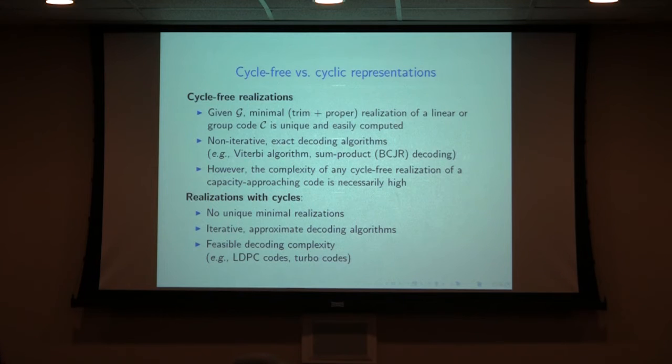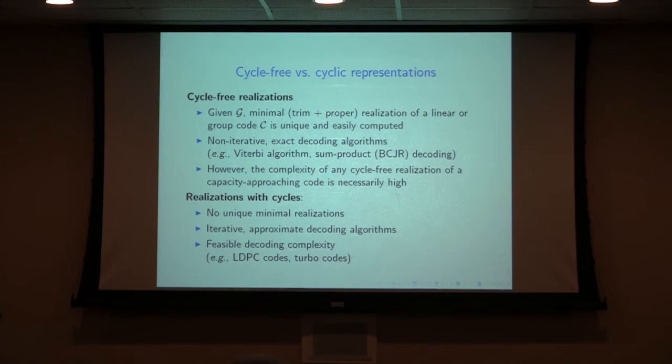How do you compute it, by the way? You can do it all locally. If any of these constraint codes is not trim and proper, you just go through the process of making it trim and proper that I've already outlined to you. And once you've done that for all of them, you're finished.